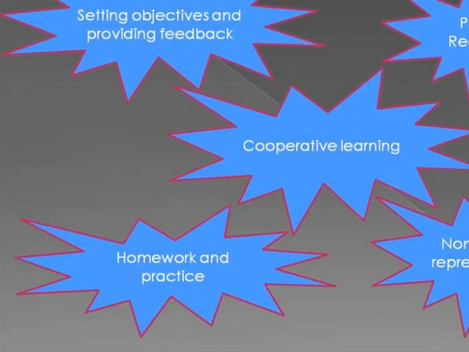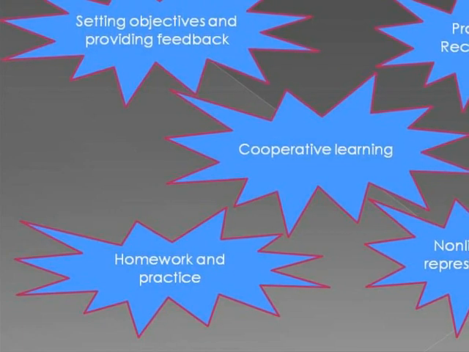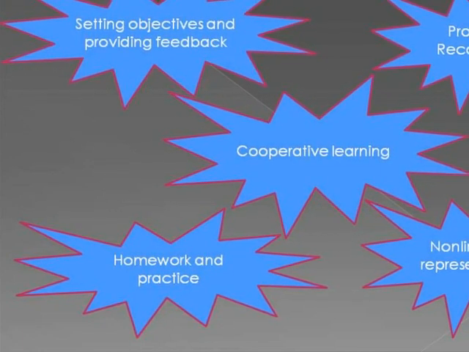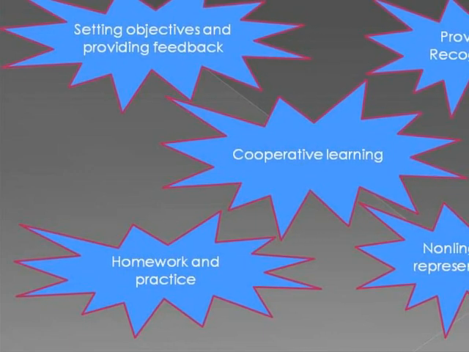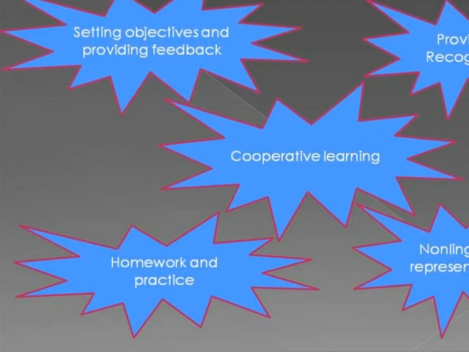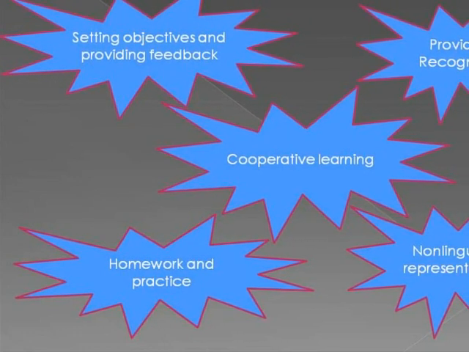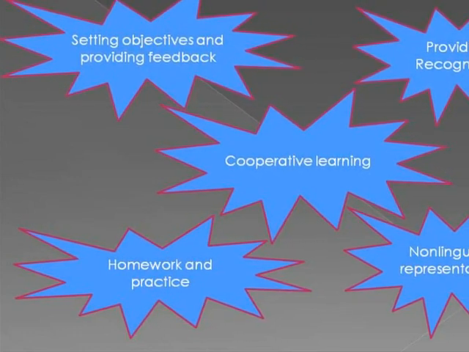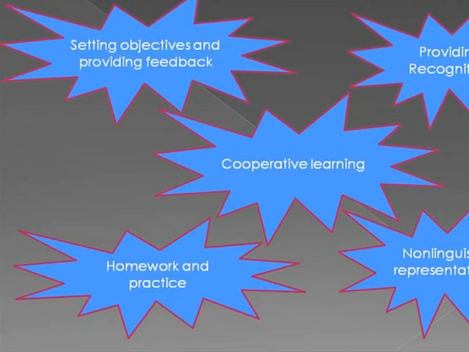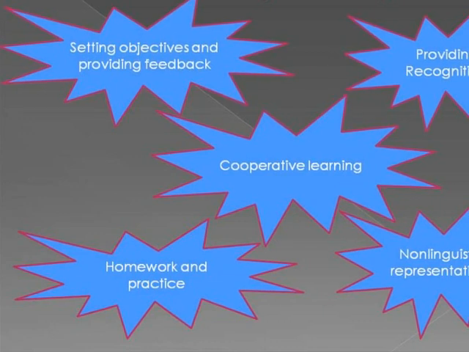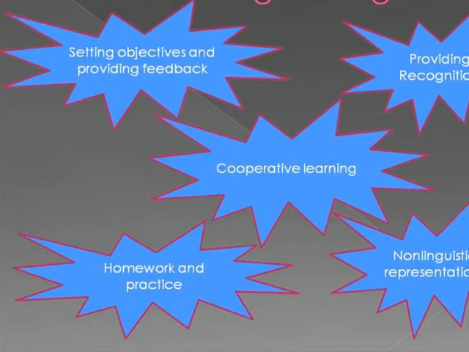The first teaching strategy is setting objectives and providing feedback. By setting objectives, students will have a clear understanding of what they are learning, which will help build their motivation. By providing feedback, students have higher levels of performance and learn about the necessary changes they need to make if mistakes are made. The second strategy I will be using is providing recognition. Through recognition, students will engage and participate at higher levels.